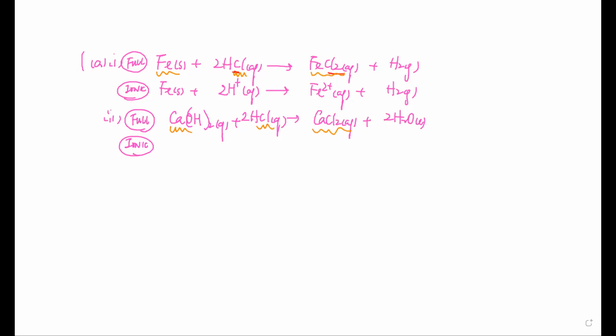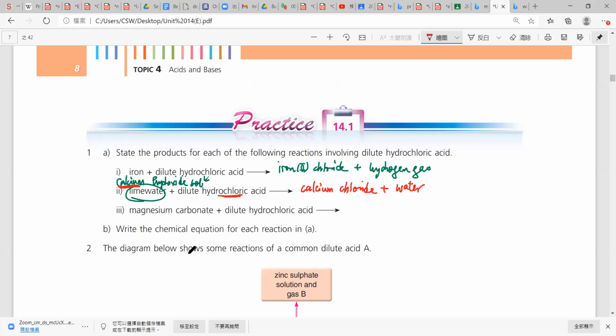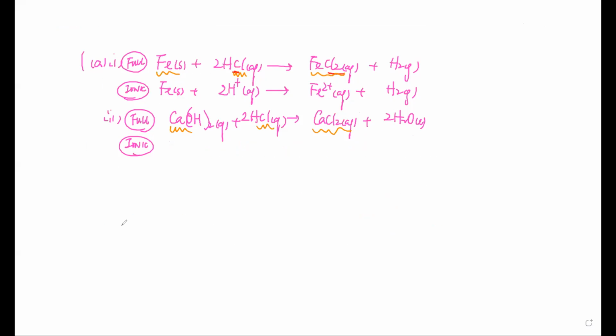The third one, magnesium carbonate, we have dilute hydrochloric acid. What will we form? Magnesium chloride, carbon dioxide, and water, right? It is the product. Magnesium carbonate, hydrochloric acid.